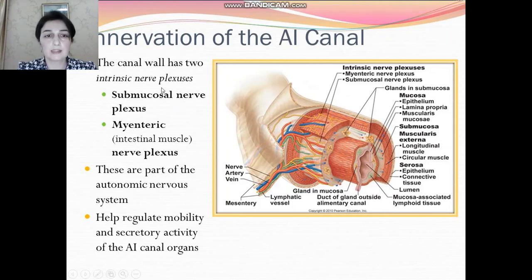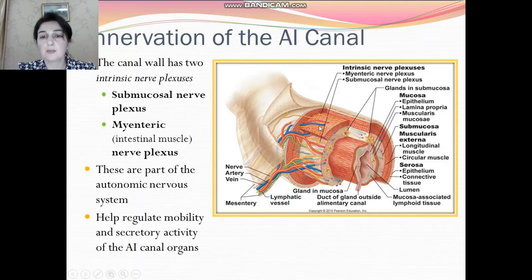The first component here is the submucosal nerve plexus, or Meissner's nerve plexus. Let's look here. These are nerves which are present inside the submucosal nerve plexus, or Meissner's nerve plexus. It controls the secretory activity of the glands in the wall of the alimentary canal and the motility of the mucosa. Then the next component is the myenteric nerve plexus, or Auerbach's nerve plexus.